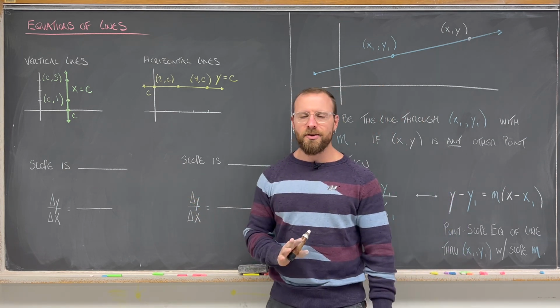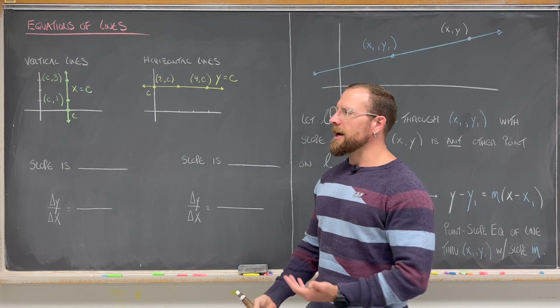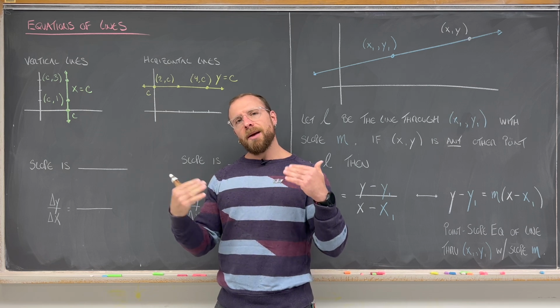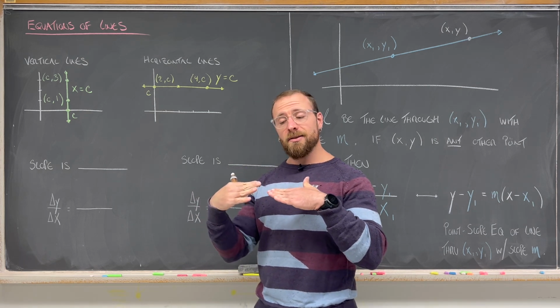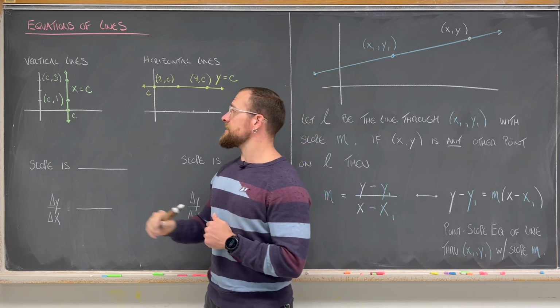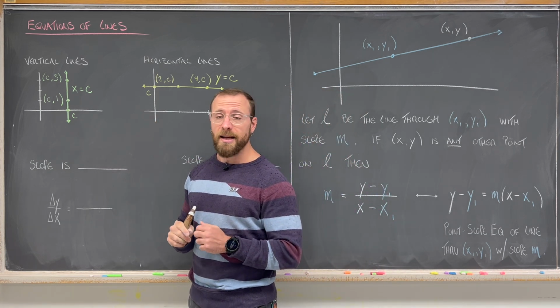And so before we get into the general equation of a line, let's look at some really easy examples. Because of the way that the xy plane is oriented with a horizontal x-axis and a vertical y-axis, it's very easy to describe vertical and horizontal lines.